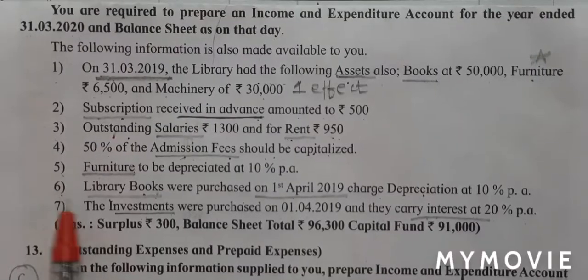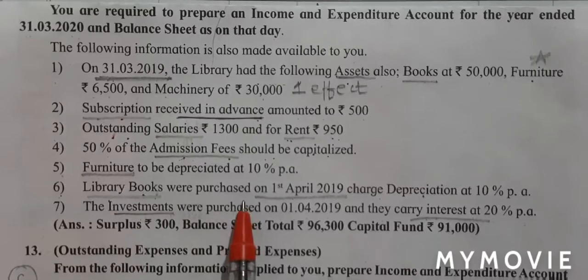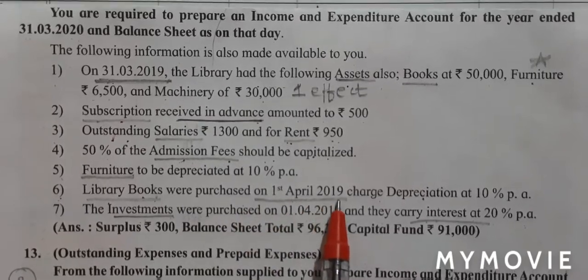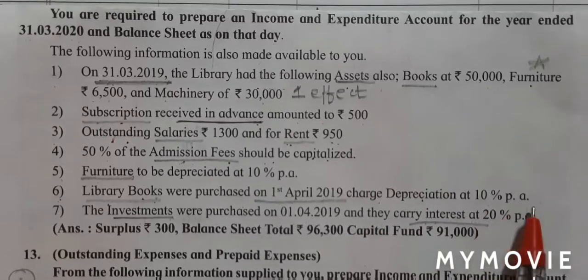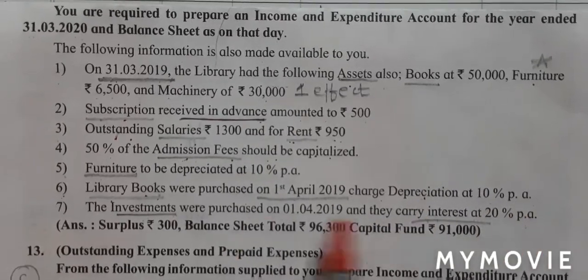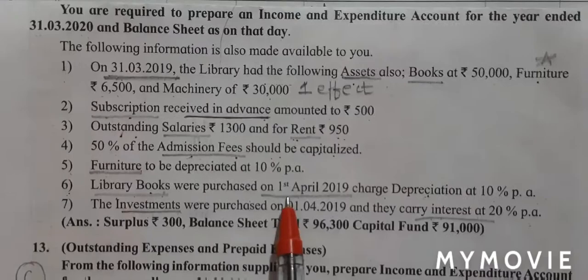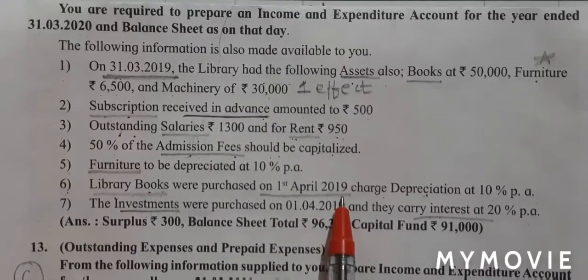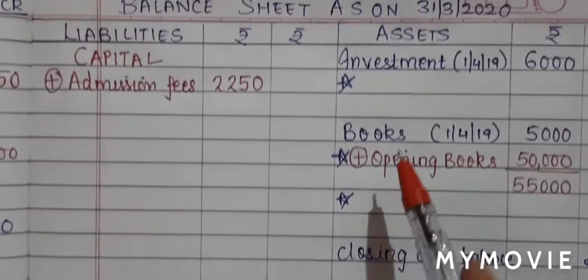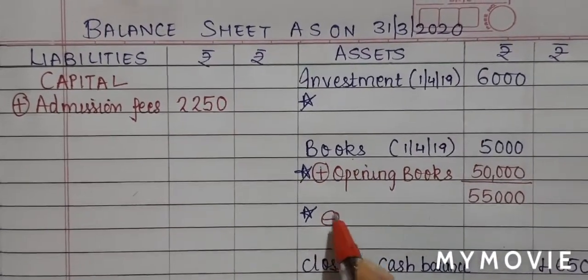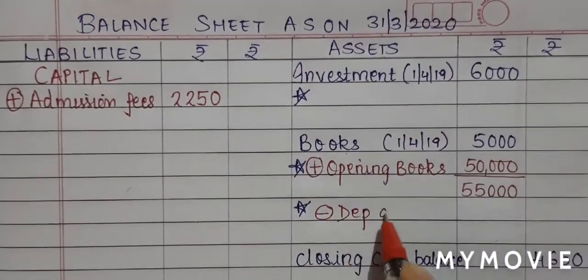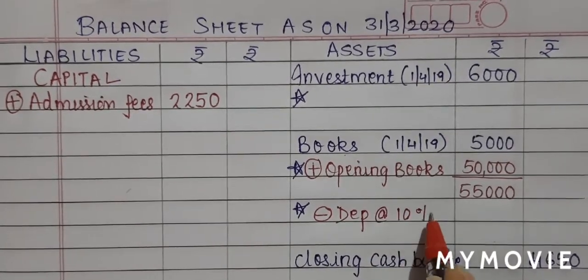Adjustment number 6. Library books were purchased on 1st April 2019. Charge depreciation at 10% per annum. We need to charge depreciation on library books. Date is also mentioned. So let's do the first effect. On the asset side, I have books. I have to charge depreciation. So I'll say less dep at the rate of 10%.